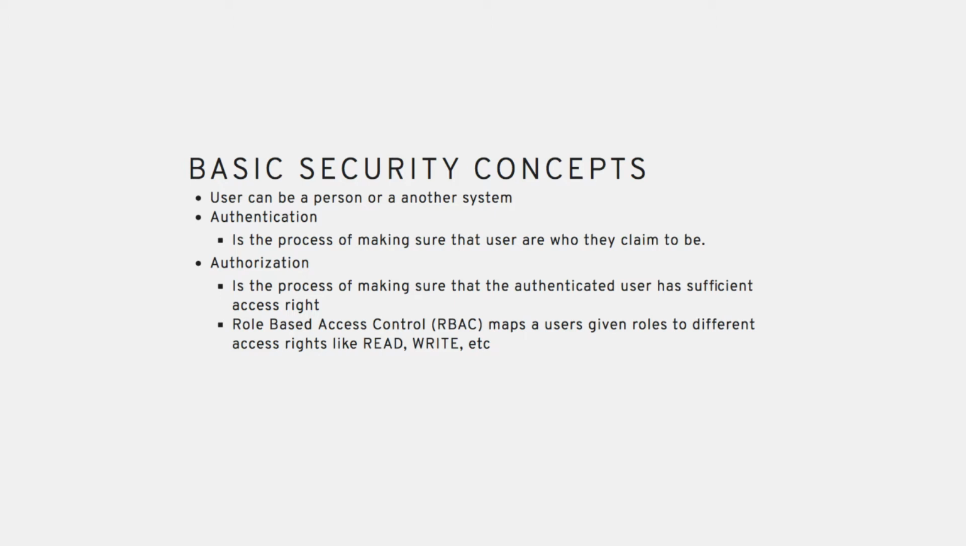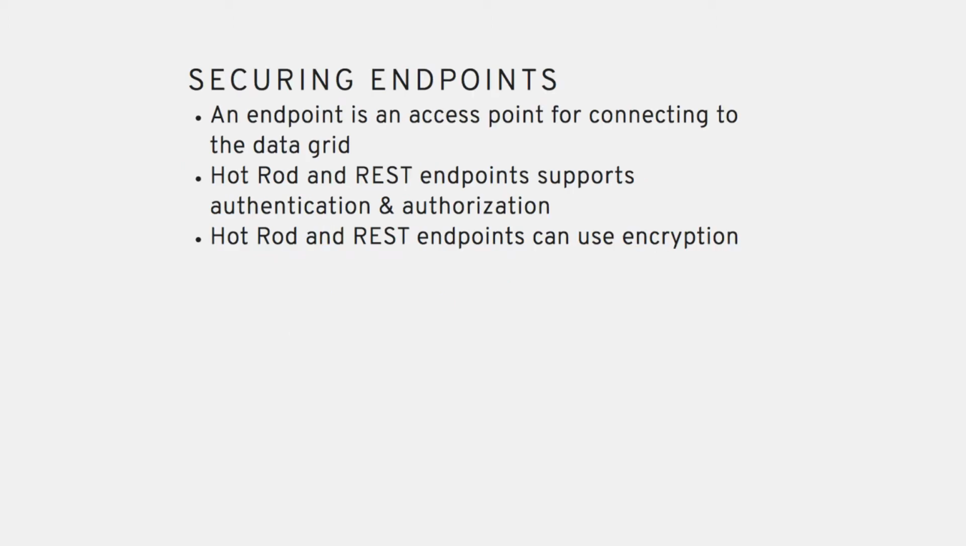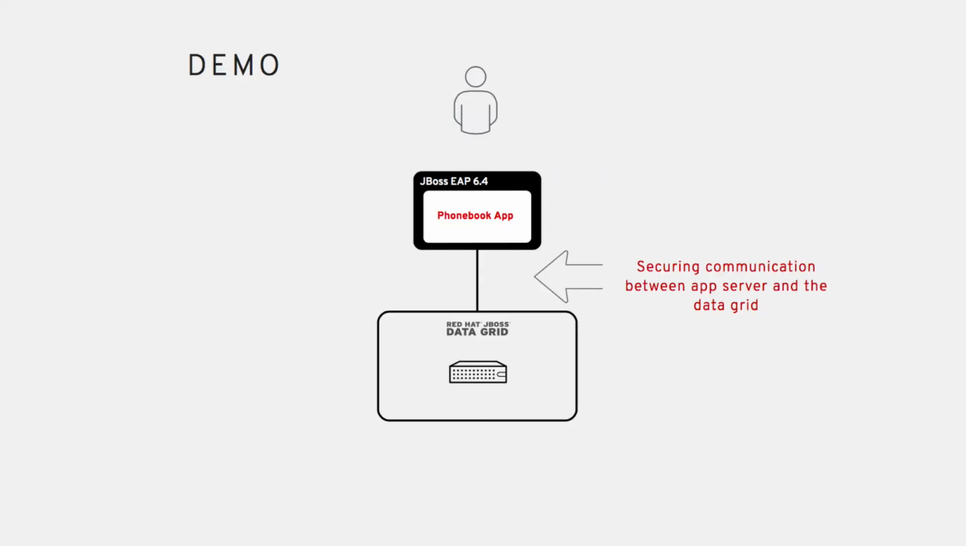There's also a concept called role-based access control, where we map users' given roles to different access rights like read and write. The first step in securing a data grid is typically to secure the endpoints. An endpoint is an access point for connecting to the data grid. JBoss Data Grid supports multiple endpoints, but Hot Rod and REST are the endpoints that support authentication and authorization. Hot Rod and REST also support using encryption technologies to secure the traffic.